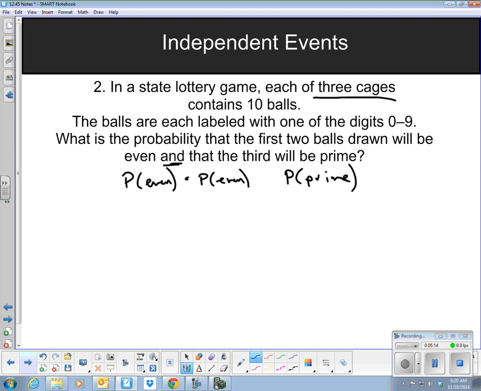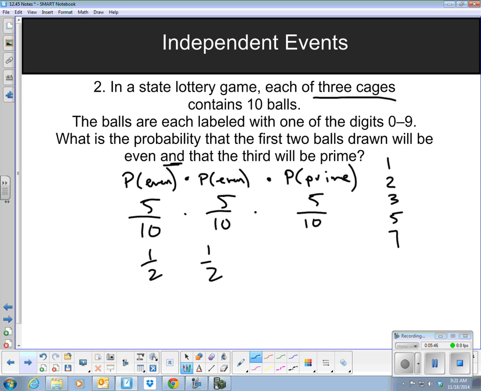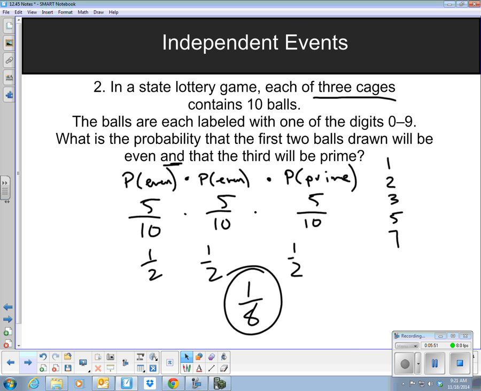So this has to happen, and this has to happen, and this has to happen, so you're going to multiply. So even, we're going to count 0 as an even number, even though there's an argument about whether or not you do. So it's going to be 5 out of 10, 5 out of 10. Prime numbers, remember, prime just means can only be divided by itself and 1. So 1, 2, 3, 5, and 7. So that's also going to be 5 out of 10. So basically, it's 1/2, 1/2, 1/2. So the probability of getting 2 evens and a prime is going to be 1/8.